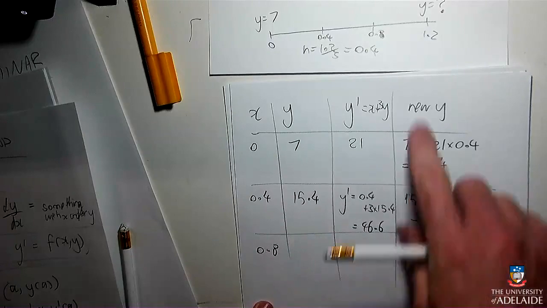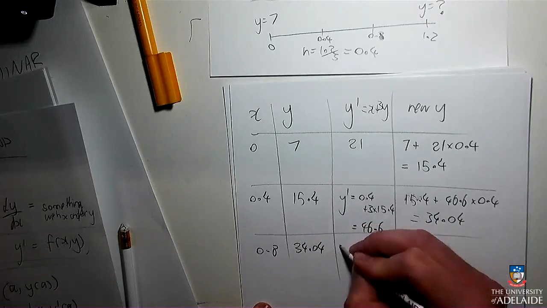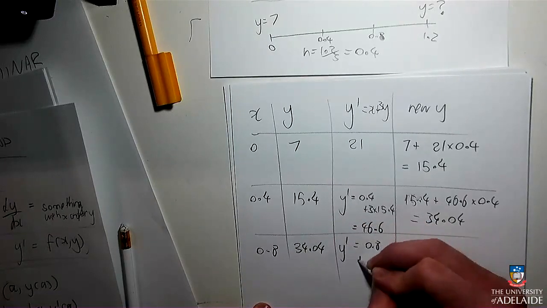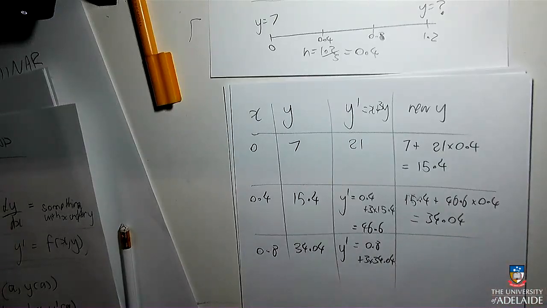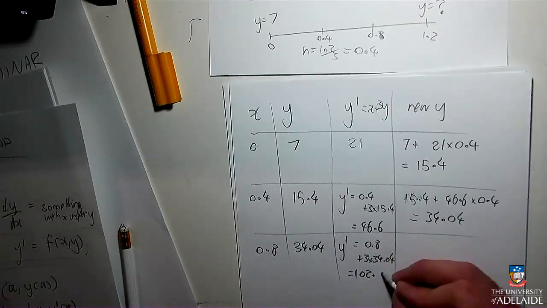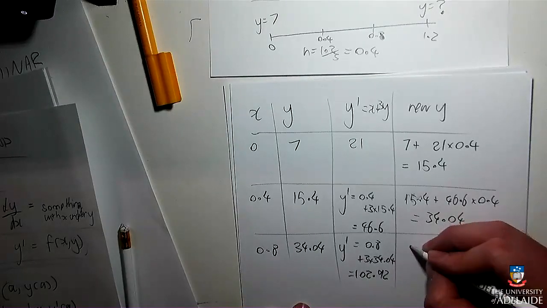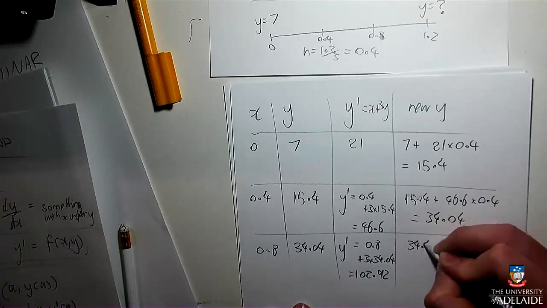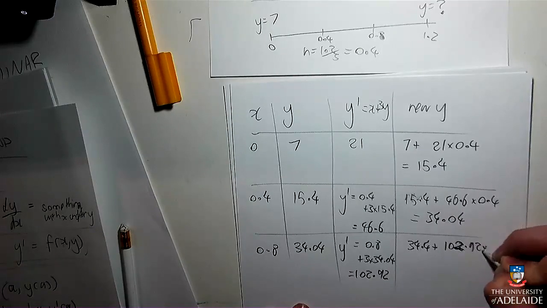The next x on my list is 0.8. And the y, we just figured that out. It was 34.04. So the y dashed is the 0.8 plus 3 times 34.04, which is awful. Which is now 102.92. Wow, it's getting bad. And so the new y is the old y, which is 34.04, plus the y dash, which is 102.92 times 0.4.